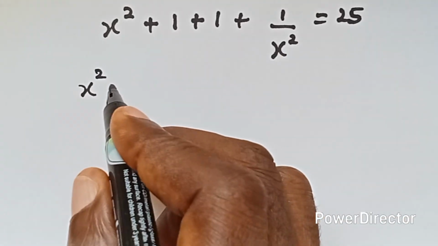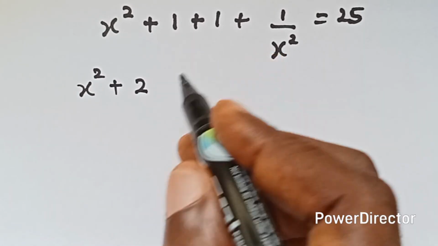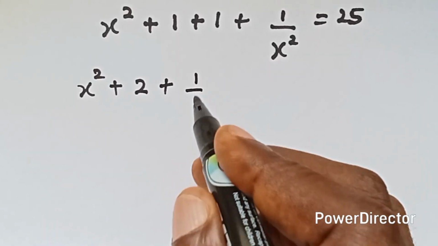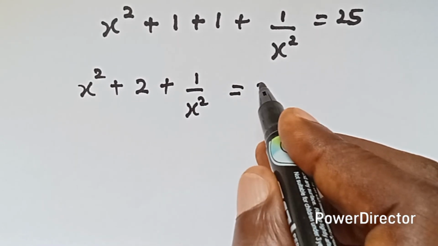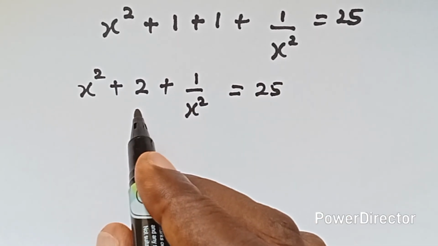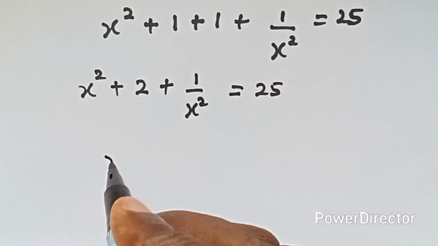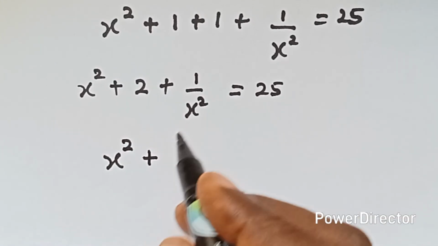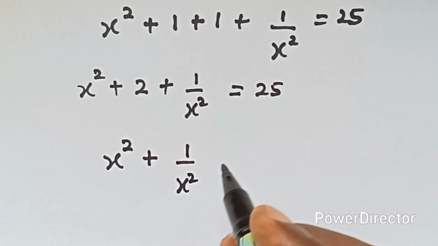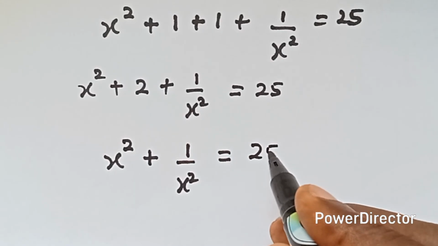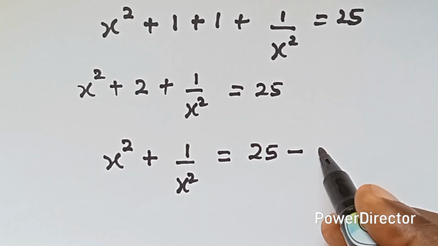Now let's add 1 and 1. We have 2, that is 1 plus 1, and we have 1 over x squared equals 25. Let's take these 2 to the other side, like collecting like terms. We have x squared plus 1 over x squared equals 25 minus 2.